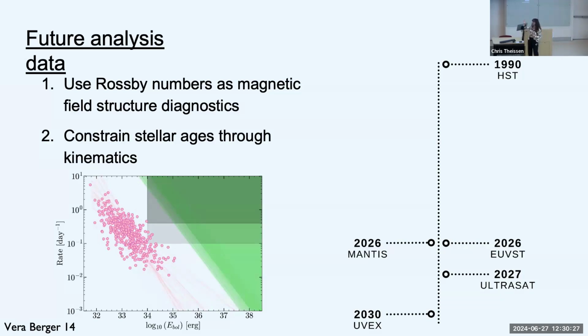And there are some really exciting missions which will provide UV photometry. MANTIS will observe alongside JWST. EUVST is a solar telescope. Ultrasat will provide near UV photometry. And I also encourage people to look at all of the posters the next couple days on some really awesome multi-wavelength flare studies, which I think will be helpful to study this emission as well.